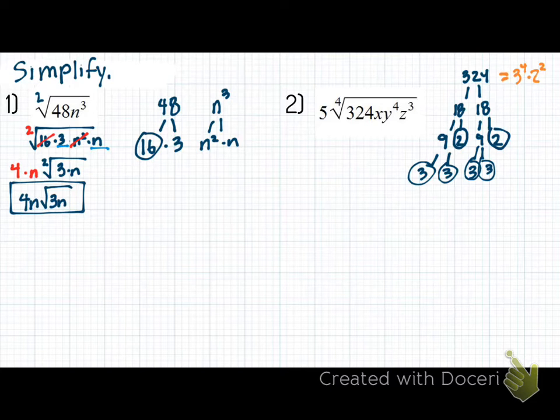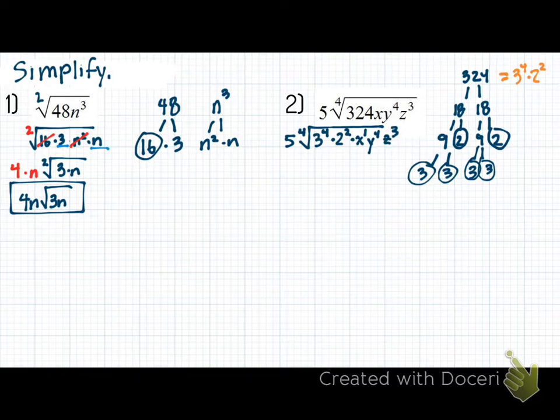The other letters, I could break those down in my head, right? So I can't really factor x anymore. y to the 4th is just y to the 4th, z is z to the 3rd. So I'm going to rewrite this right now so that it includes my new factors of 324, okay?